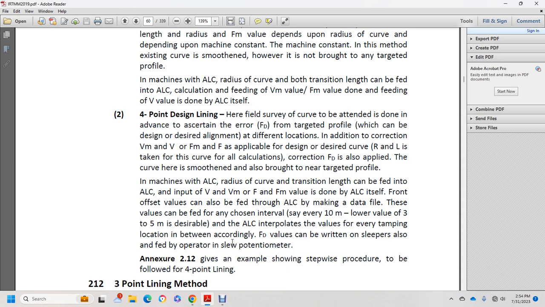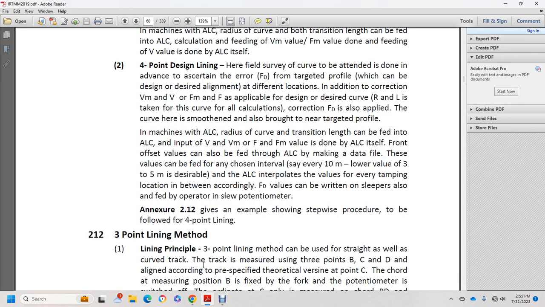In machines with an automatic computer system, the radius of the curve and the transition length are fed into the computer. The input values V and M, or F and M, are computed by the automatic computer itself. Front offset values can also be fed into the automatic computer system by making a data file. These values can be given at chosen intervals, say every 10 meters, or at a lower interval of 3 to 5 meters if desirable. The automatic computer system interpolates the value at every tamping location between the given values, and sleepers are also fed by the operator's loop photometer. Annex 212 gives examples showing the stepwise procedure to be followed for 4-point lining.